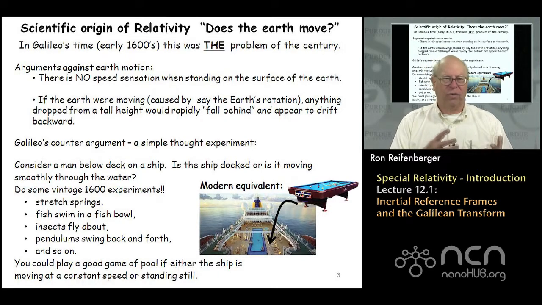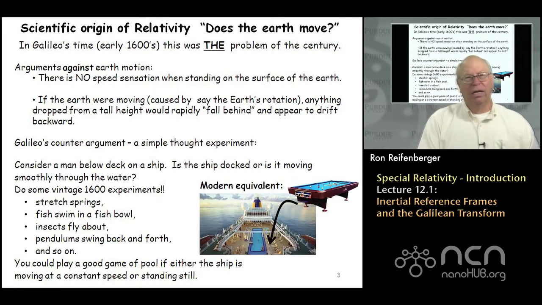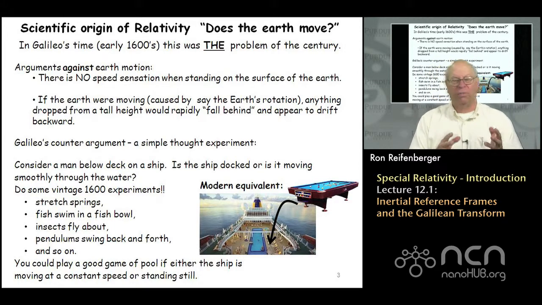And Galileo thought about the problem, and he concluded that you can do any experiment you want as long as the ship is moving at a constant velocity. You won't be able to tell the difference between a stationary ship and a ship that's moving. So, you know, the type of experiments that you could do in the 1600s were pretty simple.